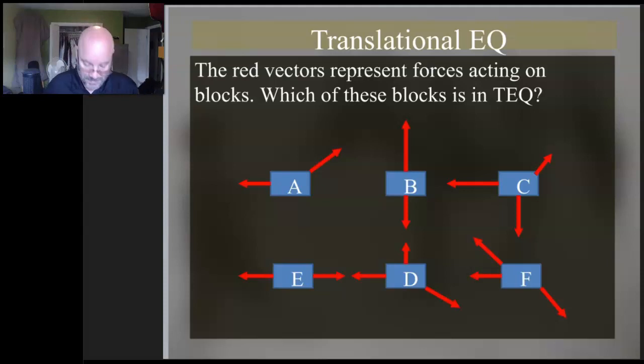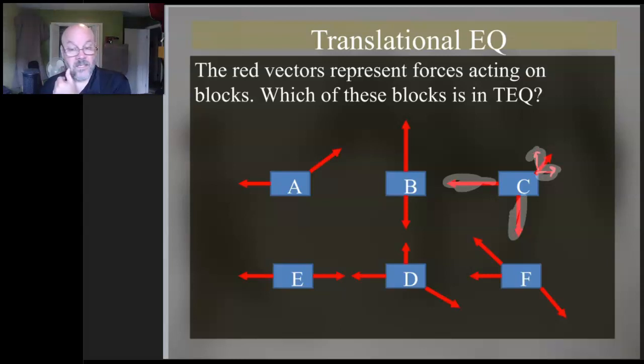Okay, let's look at block C. Again, the one that's on a diagonal, we want to break it into some components. So I've got one here, and I've got one here, just like this. And you can see right away, there is no way this one is going to offset that, okay? And there's no way that this vertical part is going to offset that either. So C cannot be in equilibrium. There's no way about that one.